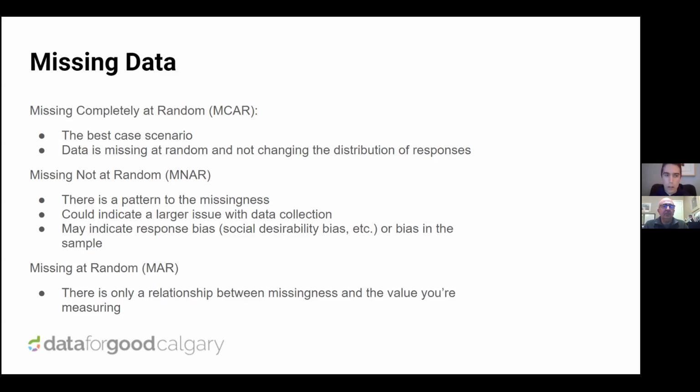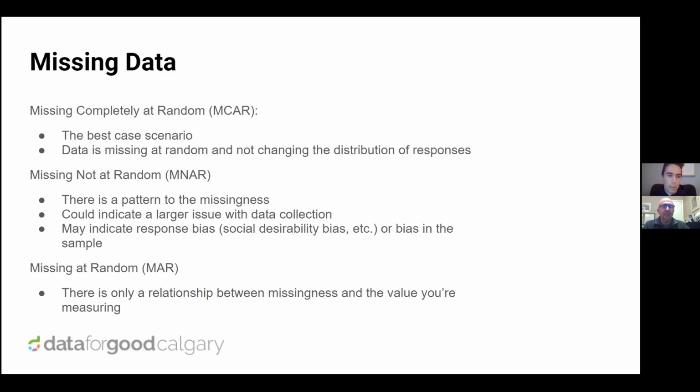And then you would have missing not at random, where there's actually a bias in the way that people are answering the survey question that's distorting the results. Sorry, it wouldn't be lying, they're just not responding to that question, which is distorting the actual results of your survey. So this is something you'd want to look for if there's something to indicate that this is happening.